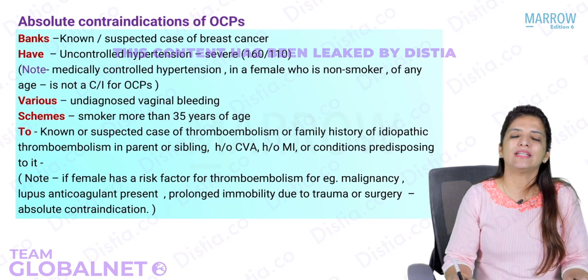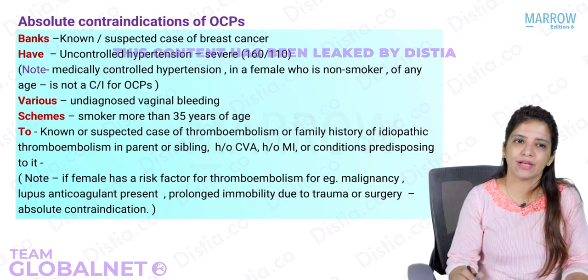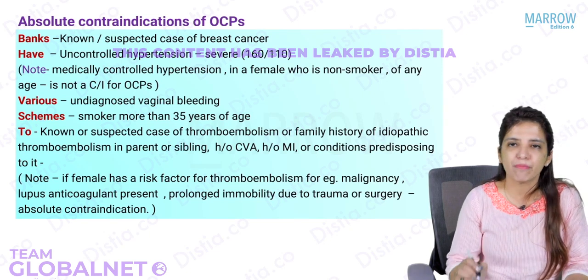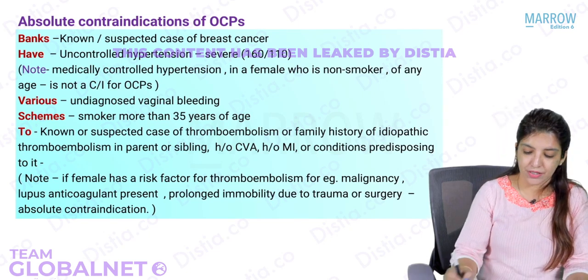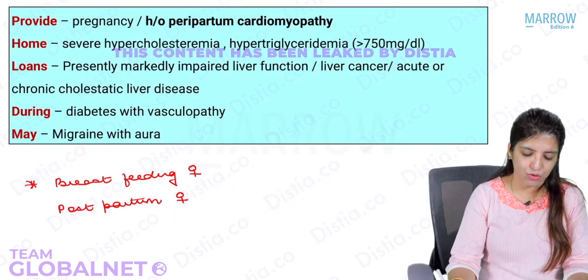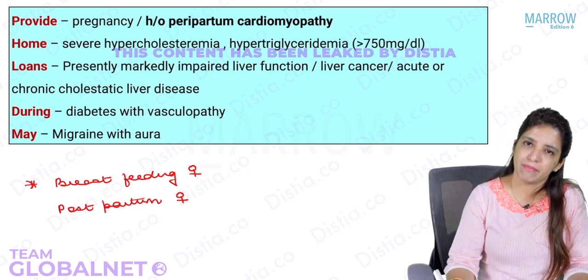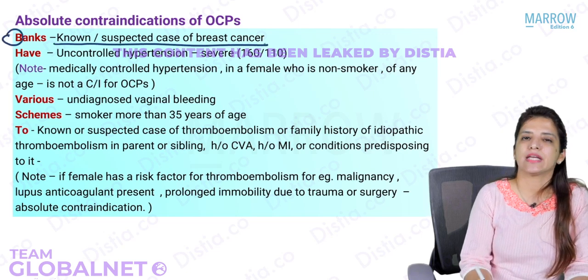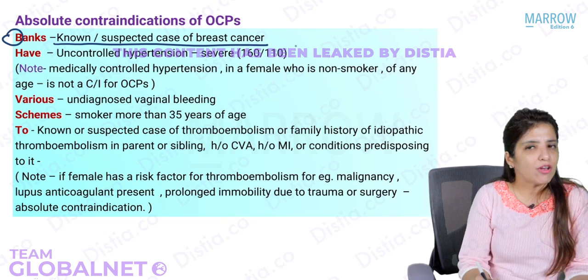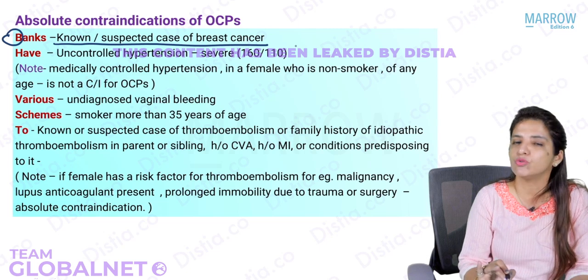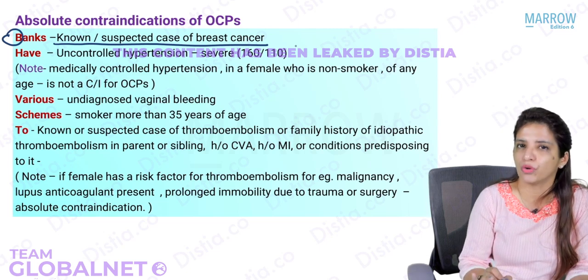Okay. Now, what are the absolute contraindications of oral combined pills? You can remember them with a mnemonic: banks have various schemes to provide home loans during May. In banks, the B stands for known or suspected cases of breast cancer. So if your patient is a known or a suspected case of breast cancer, then this is an absolute contraindication for using oral combined pills.